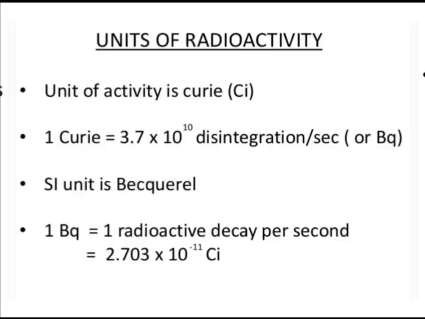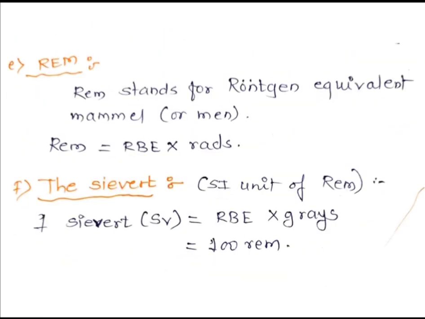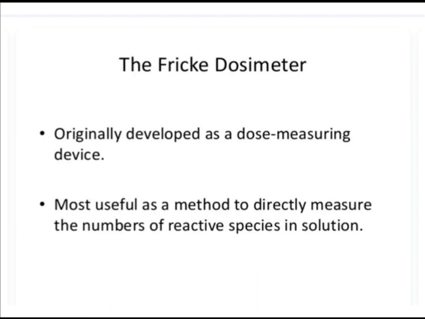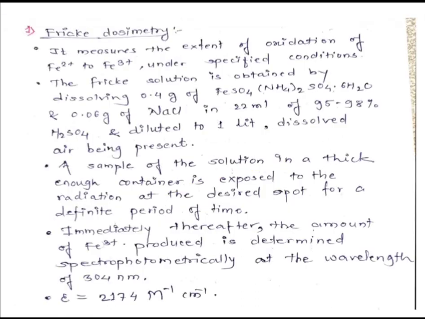So now we will see the Fricke dosimetry, and after that we will see the Ceric sulphate dosimetry. Here the first one is a Fricke dosimeter. A Fricke dosimeter is a device which is used for measuring the dose. It is most useful as a method to directly measure the number of reactive species in the solution. As we know, in the Fricke dosimetry there is formation of Fe2+ ions and Fe3+ ions, then some free radicals are formed like the OH radical, H radical and so on. So we will see this Fricke dosimeter in detail.